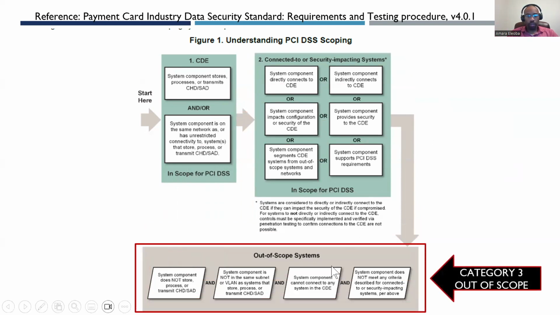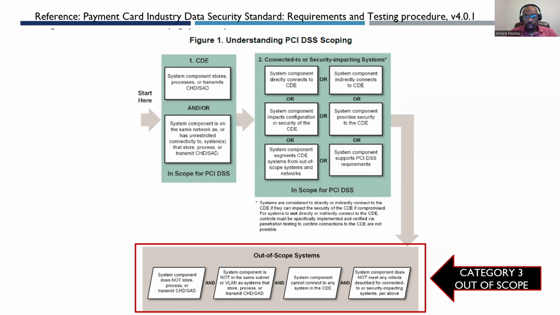Out of scope systems is what I will consider category 3. I'm not saying that's what it's called, but it's something that will help. So we know we have category 1, category 2, and category 3.